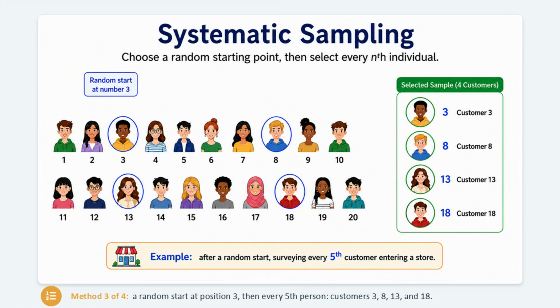The pattern is really simple. Random start, then jump by the same amount every time. It's almost like walking down a line and tapping every 5th person on the shoulder. Nice and simple. Now the next question is, how do we know what that interval should be? That's what we'll figure out on the next slide.